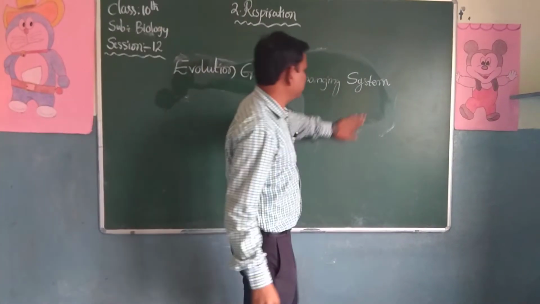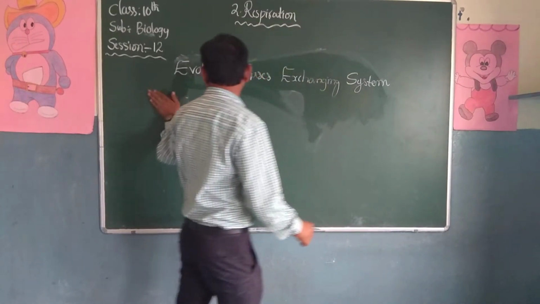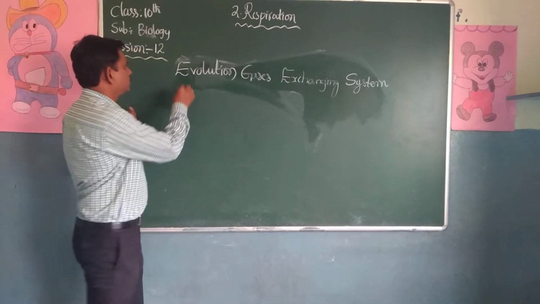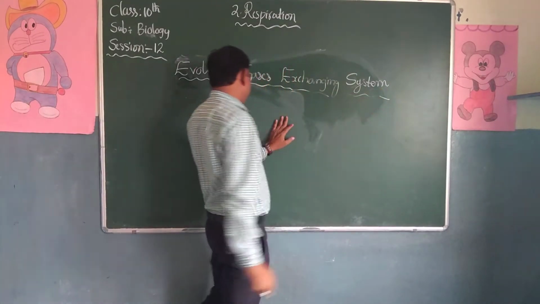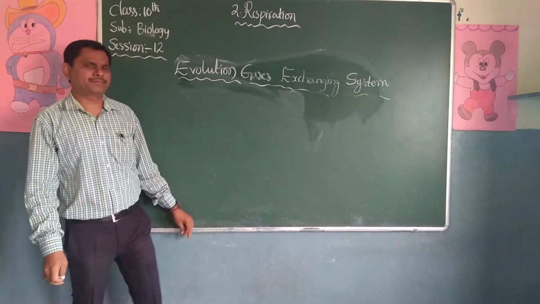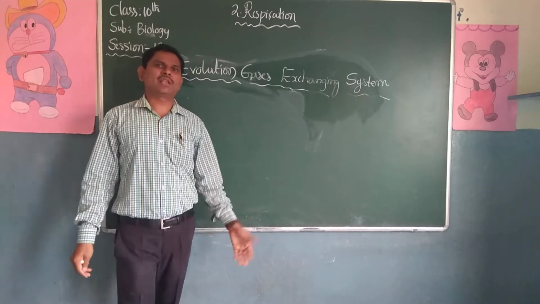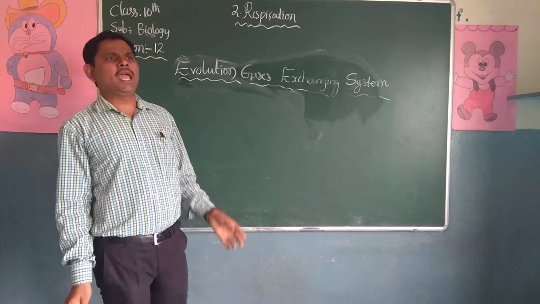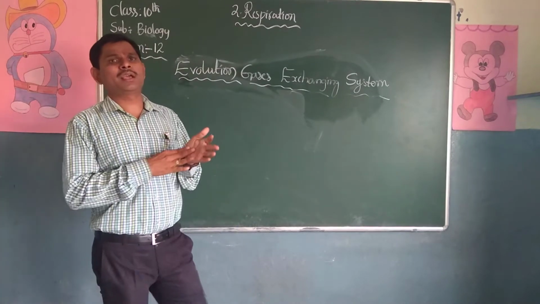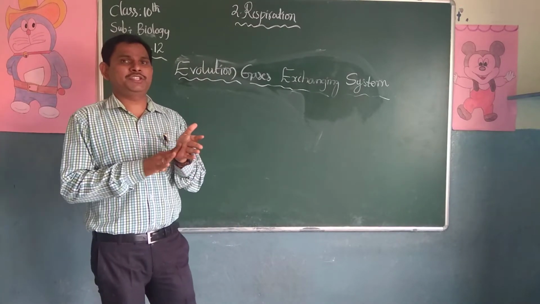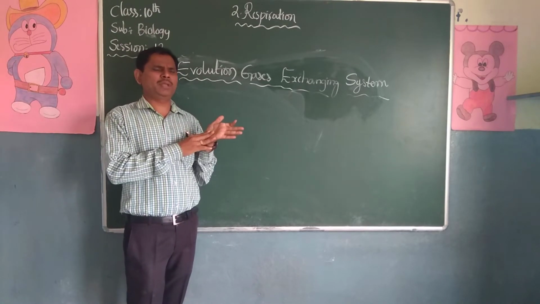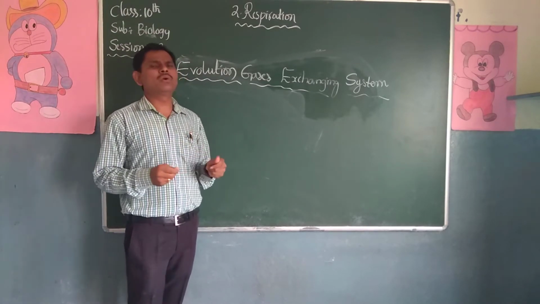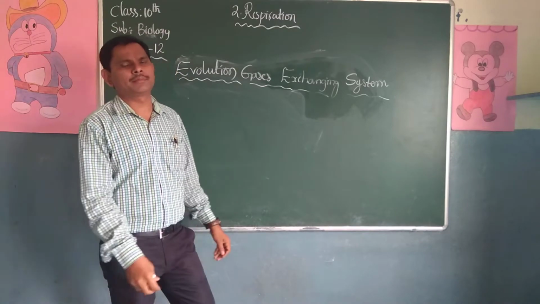Evolution of the gas exchanging system. We know that different types of organisms are there, like unicellular organisms. They have only a single cell, like amoeba, paramecium, chlamydomonas. So there are so many organisms that have only a single cell in their body.